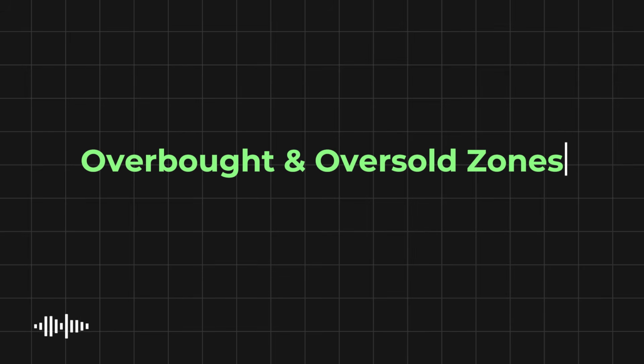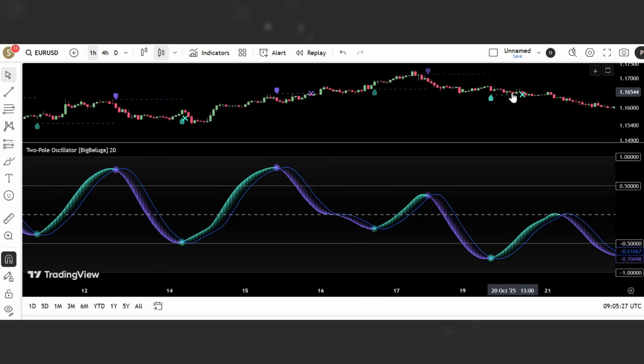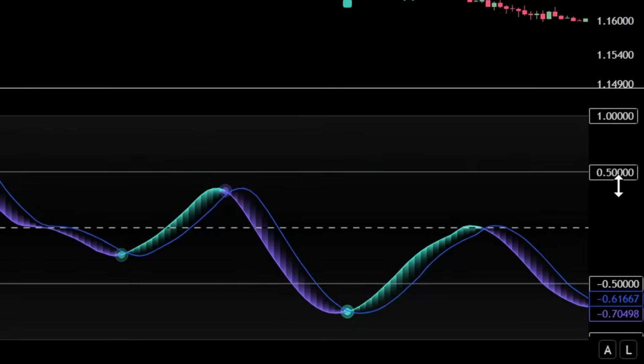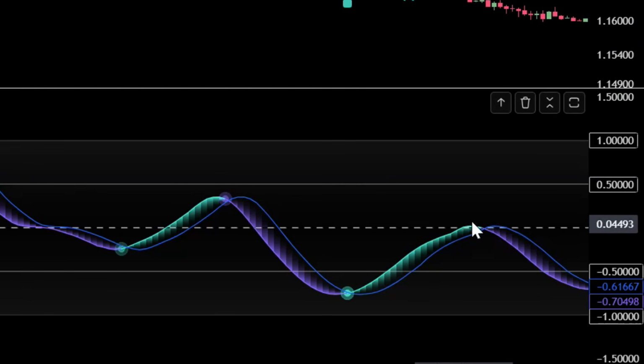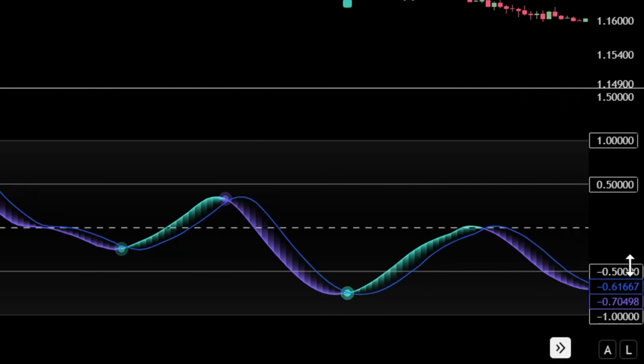Overbought and oversold zones. Now take a look at the right side of the indicator. You'll see some numbers. The center point is 0, that's a neutral zone. Above 0, buyers are stronger. Below 0, sellers are stronger. You'll also notice levels like 0.5, minus 0.5, and the extreme zones 1 and minus 1. These levels help us spot when the market might be overbought or oversold.